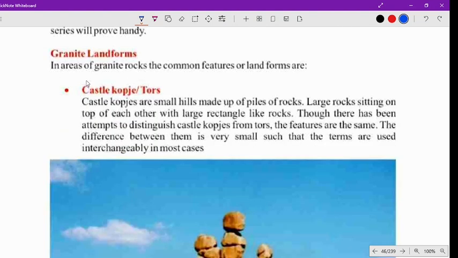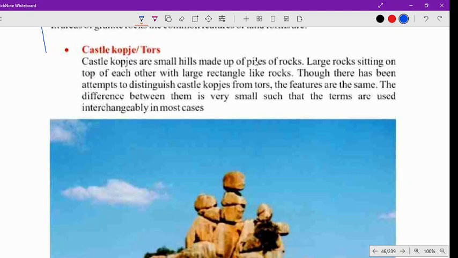In areas of granite rocks, there are some common features or landforms. So let us now look at granite landforms. In areas of granite rocks, the common features or landforms are as follows. Castle copies or towers.